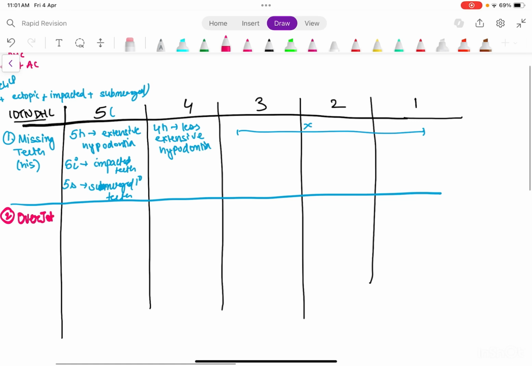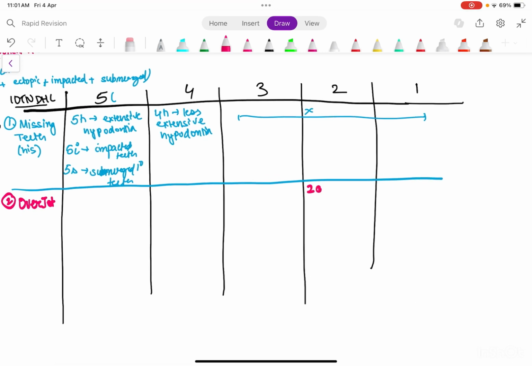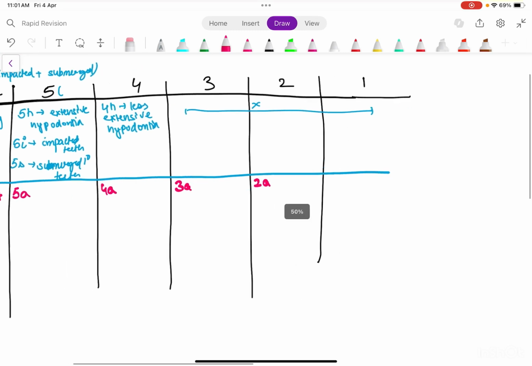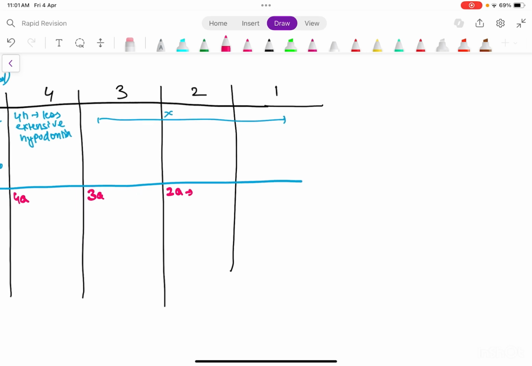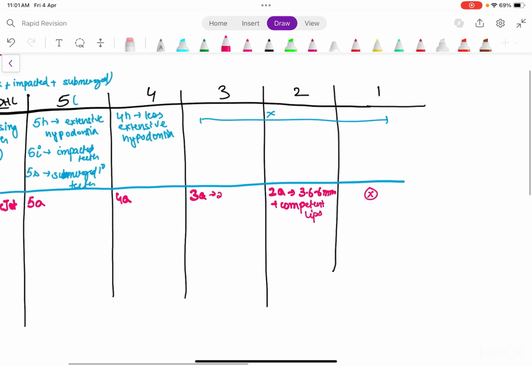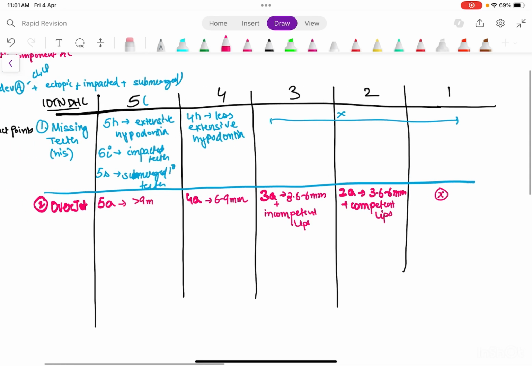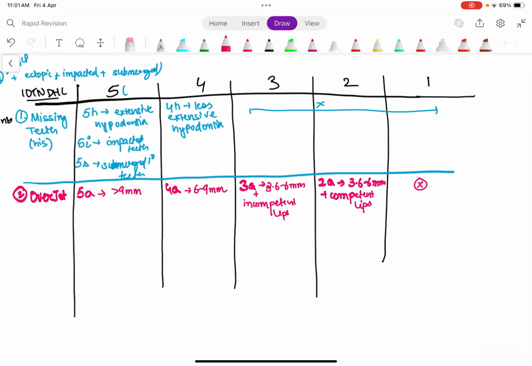Now second in MOCDO, overjet. Start from here: 2A, 3A, 4A, 5A. For overjet you just have to know the values. 2A is 3.5 to 6 mm with competent lips. In grade 1 you have nothing, normal. 3A has the same 3.5 to 6 mm, but you have incompetent lips. Then 4A is 6 to 9 mm and 5A is more than 9 mm overjet.